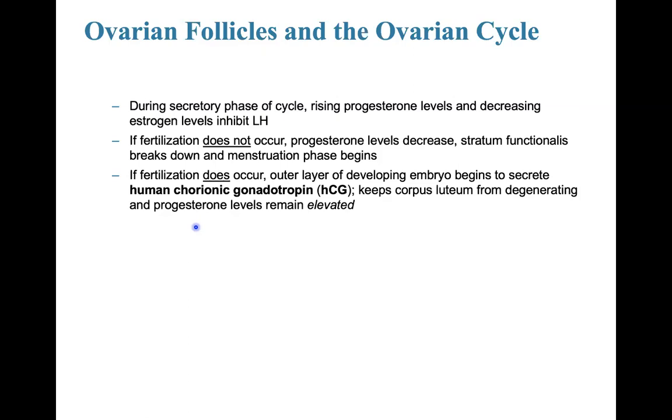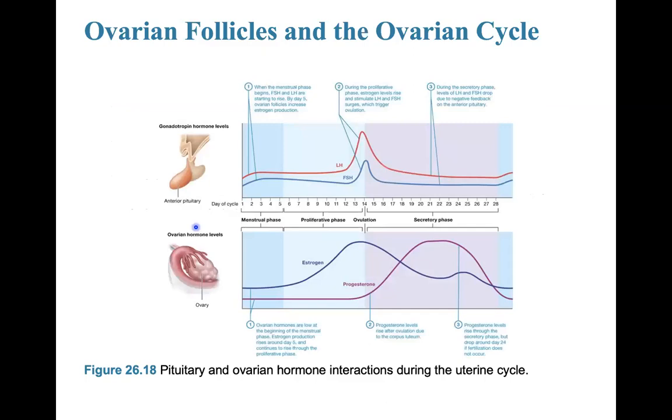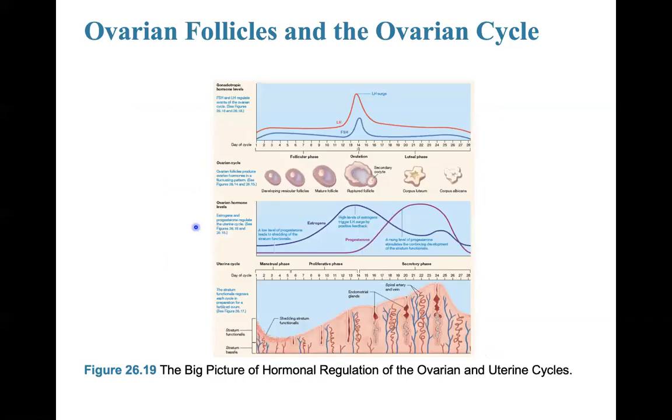If fertilization does occur, the outer layer of the developing embryo begins to secrete human chorionic gonadotropin, or HCG. This keeps the corpus luteum from degenerating, and progesterone levels remain elevated. And here you can see the hormones LH and FSH from the anterior pituitary, and estrogen and progesterone, over that 28-day period.